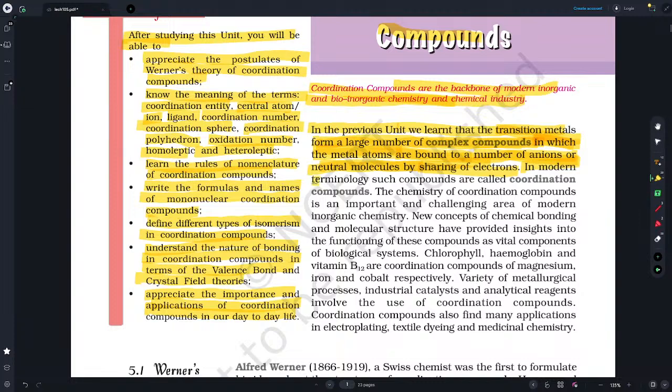In modern terminology, such compounds are called coordination compounds. The chemistry of coordination compounds is an important and challenging area of modern inorganic chemistry. New concepts of chemical bonding and molecular structure have provided insights into the functioning of these compounds as vital components of the biological system. Let's read that again.